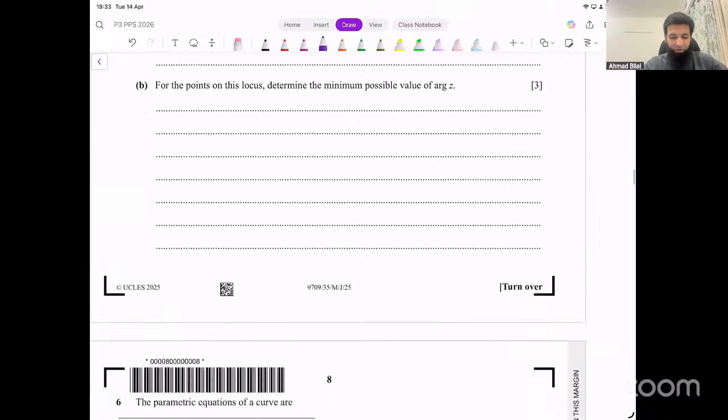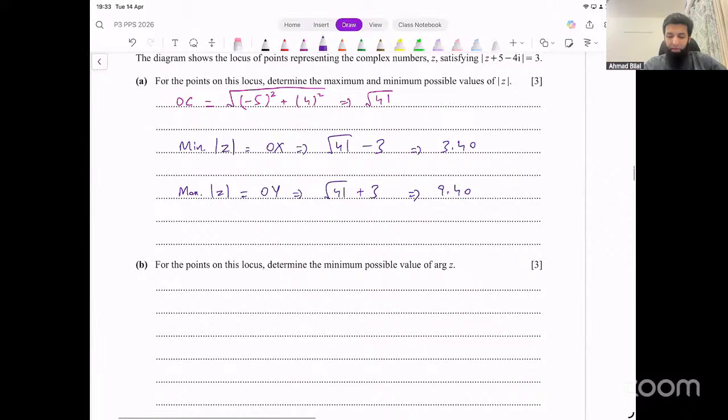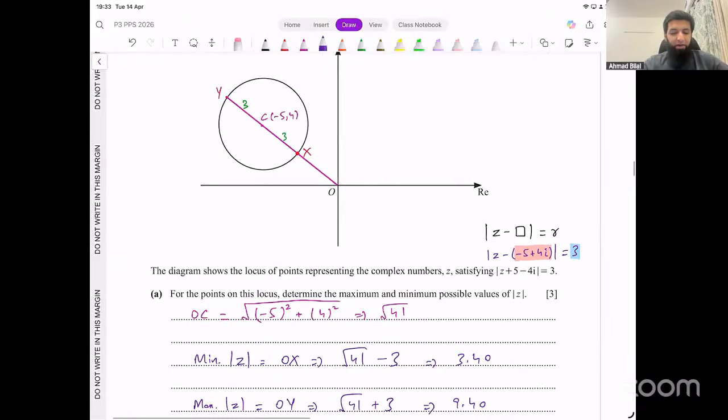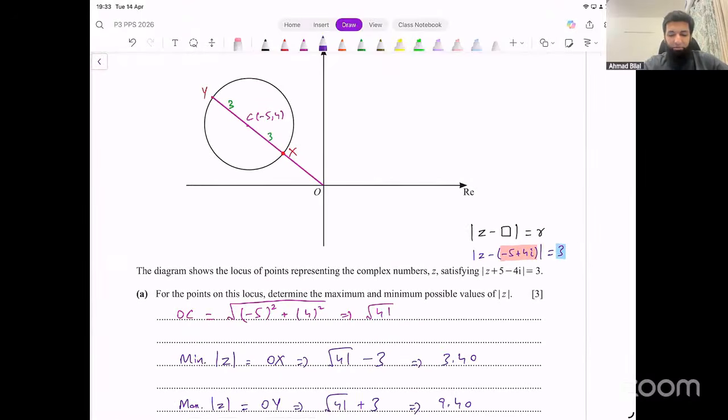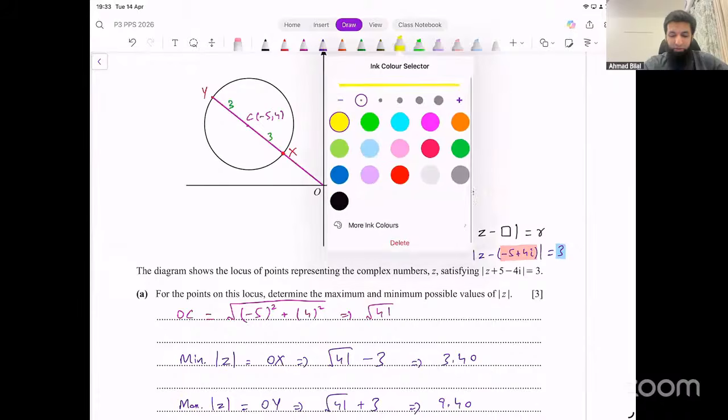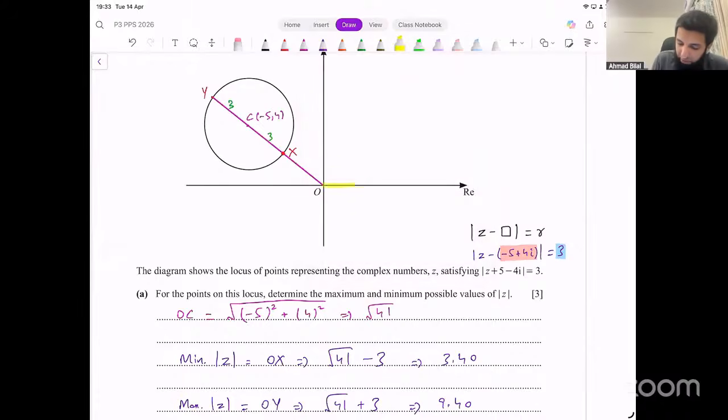It says, for the points on this locus, determine the minimum possible value of argument of Z. Minimum possible value of argument of Z. Now, where is the argument going to be minimum? Remember where argument is measured from? From this positive real axis. That's where we measure argument from. Now, let's start from there. For points on this circumference, where is the least argument going to be?